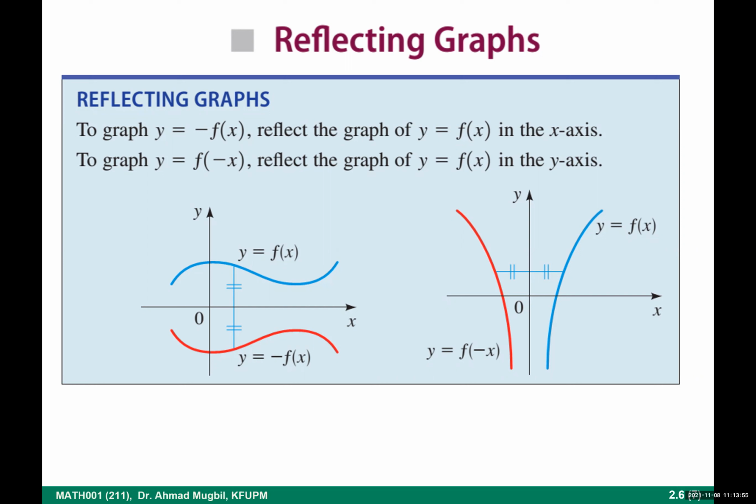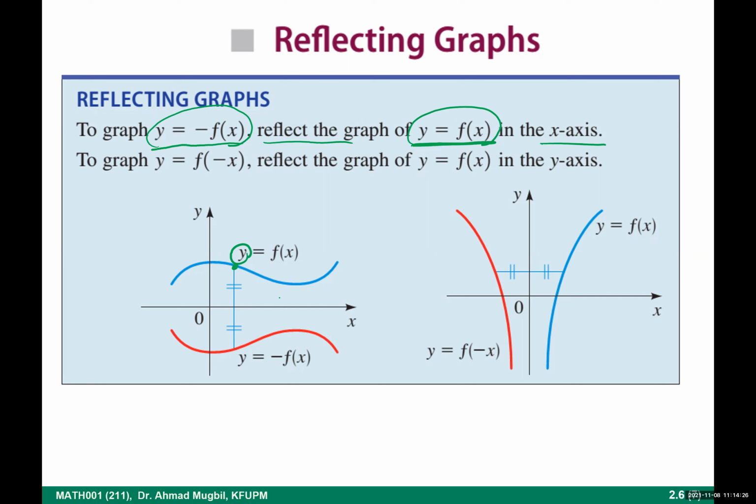Now, this is your original graph, y equals f of x. This is the function. Now, if you replace f of x by negative f of x, what will happen in this case? The graph of this function will be the same as the graph of the original function, but reflected in the x-axis. Just think about it easily: you are replacing y by negative y.